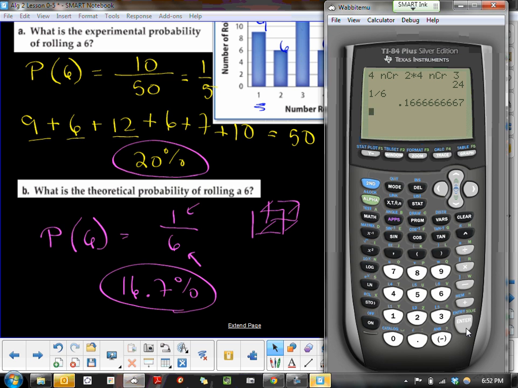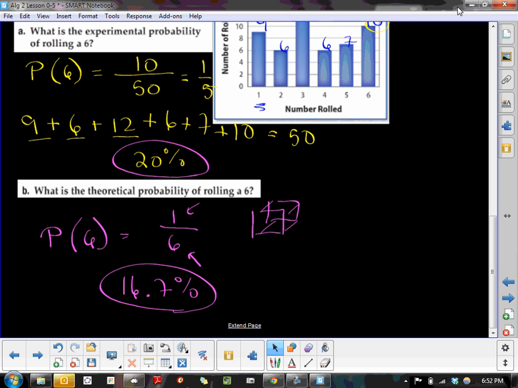So we're making a distinction between how to calculate probability in experiments and how to calculate probability in a theoretical model. But basically, we're just calculating probabilities: how many favorable outcomes versus the number of possible outcomes.